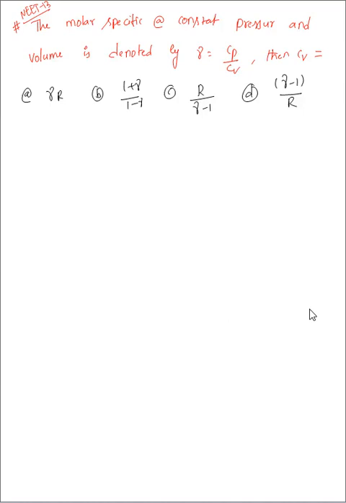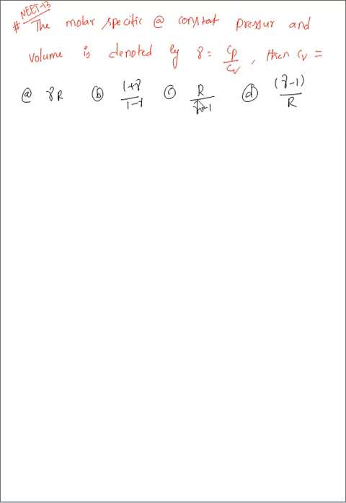Past 9 years' good papers we are going to solve, NEET 2013 to NEET 2021, we are going to solve here. So if you observe, in this question, the molar specific heat at constant pressure and constant volume is denoted by gamma equal to, they are telling, Cp by Cv.